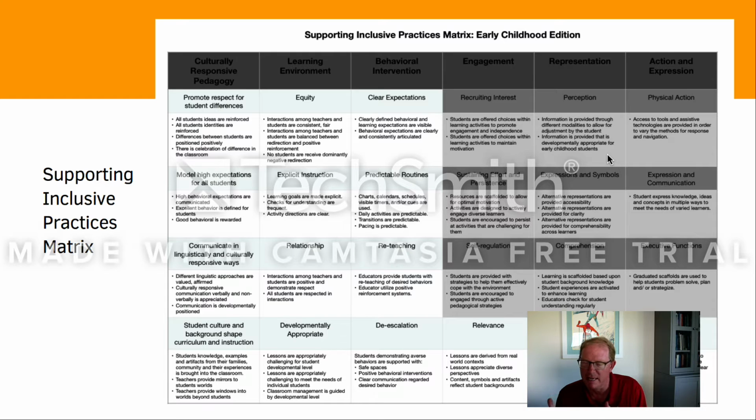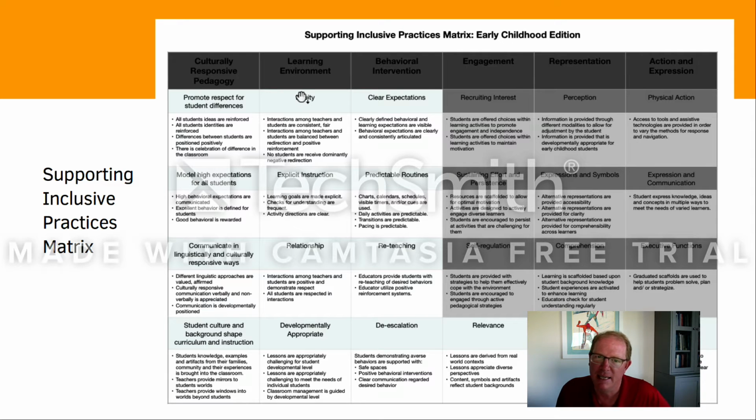You hopefully recognize engagement, representation, and action expression as part of UDL. And then within each of those domains, so culturally responsive pedagogy, we have different look-fors, right? So promote respect for student differences, and that is defined as 4 things. Model high expectations for students, that's defined as 3 things, right? Communicating in culturally and linguistically responsive ways, and that's defined as things.